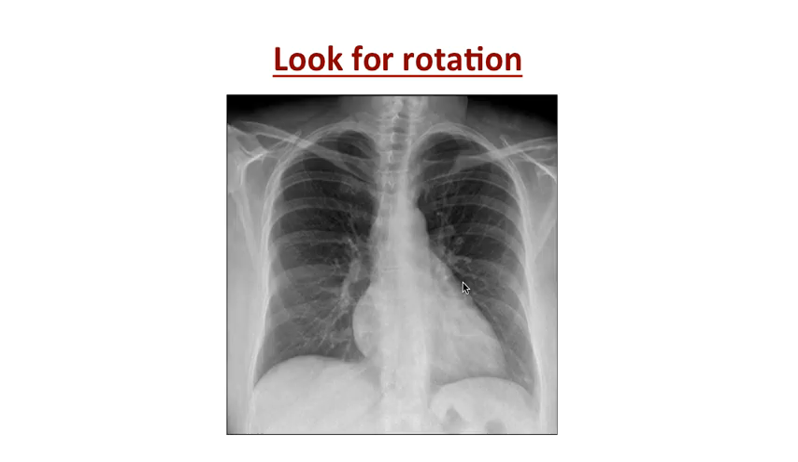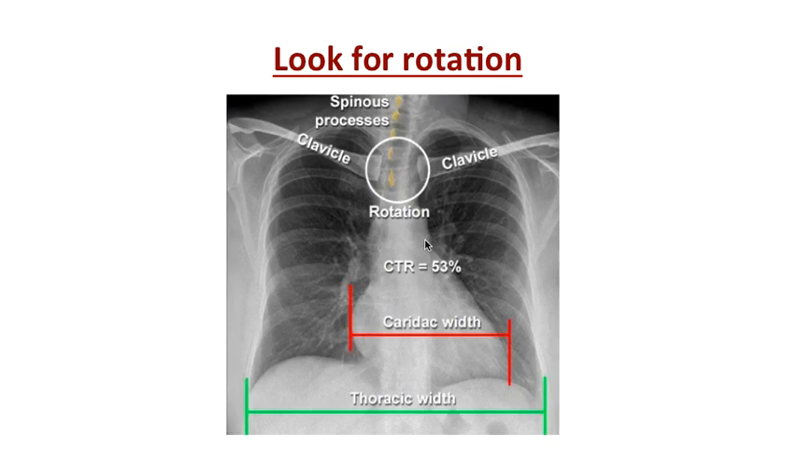So look at this X-ray, right? How will we know whether it is rotated or not? We have to look at the spinous processes. These are the spinous processes of the vertebral column, and we check whether they are in midline or not. Then from these spinous processes, we see whether the medial end of the clavicle is equidistant or not. We can see that on the right side, it is nearer to the spinous processes, while on the left side it is further away. So this X-ray film has a slight degree of rotation in it, right? Left clavicle is further away, right clavicle is nearer, so the patient is rotated.